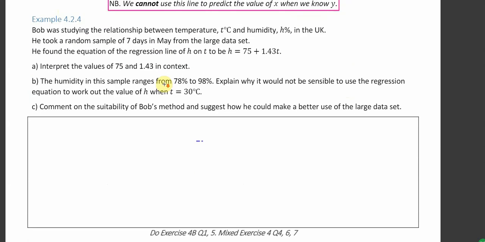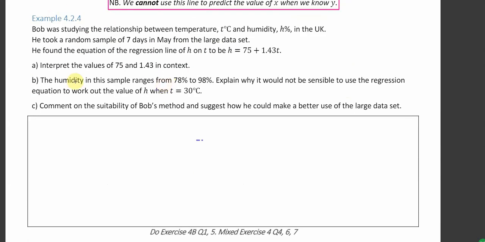So let's go on to example 4.2.4 now. Please pause the video and read the full question. Right then, part A, interpret the values of 75 and 1.43 in context. In section 4.2, this is the third time now we've interpreted both of these values in a regression line. So hopefully you're good at this by now.